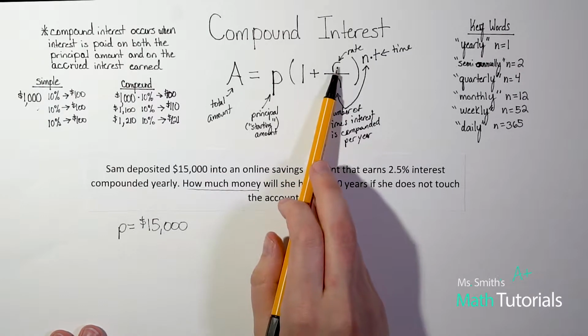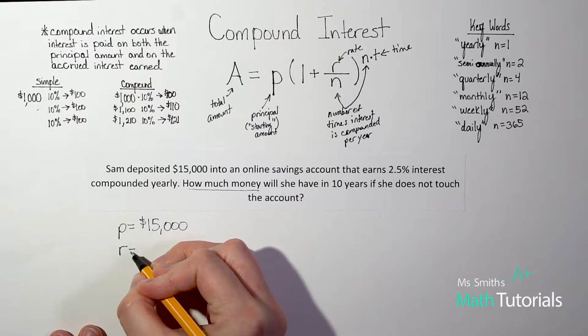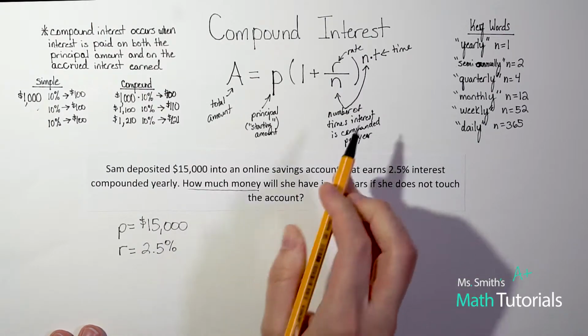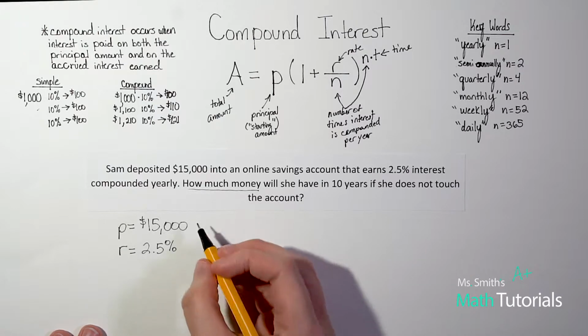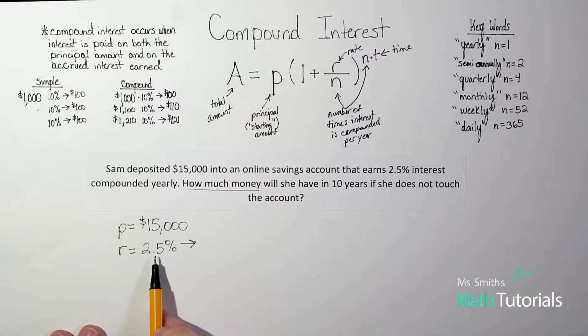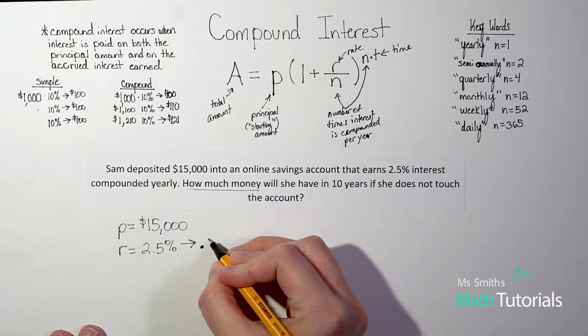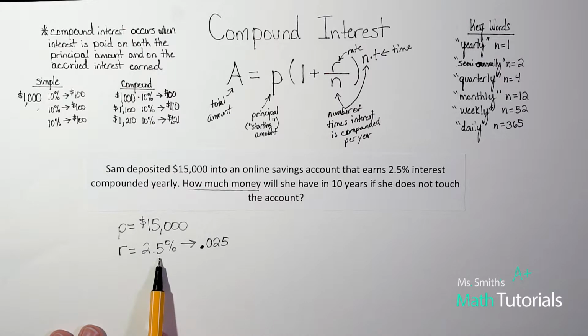Then we've got our R, our rate. They've given us a rate of 2.5%. Here's the thing: we can't put a percent into this equation. We need to turn this percent into a decimal. How do we do that? We move the decimal over 2 places to the left, so that ends up being 0.025. You could also just say 2.5 divided by 100. That'll give you 0.025, whatever your preference is.